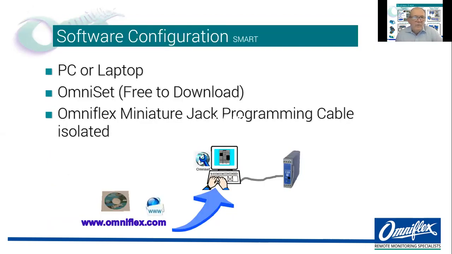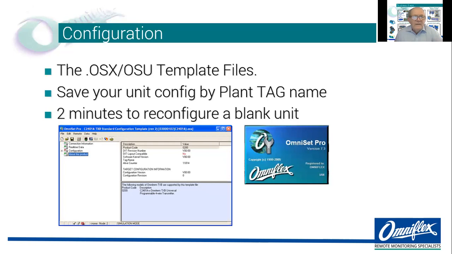Configuration is via software, via your PC or laptop. OmniSet is free to download, and a jack plug, which is isolated to protect your PC from the field, plugs into the front of the signal conditioners. Configurations are stored on template files, and you can choose whatever nomenclature you decide to categorize your instruments by. Often plant tag names are used, which are universal through the plant, and literally a spare unit taken out of stock will take 2 minutes to reconfigure and deploy to the field.